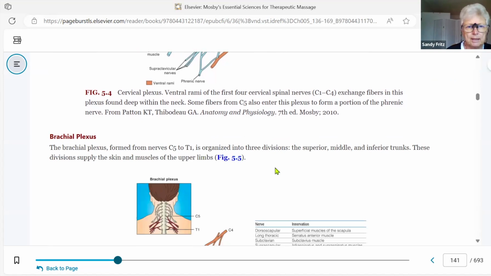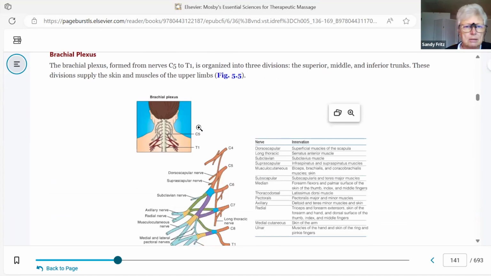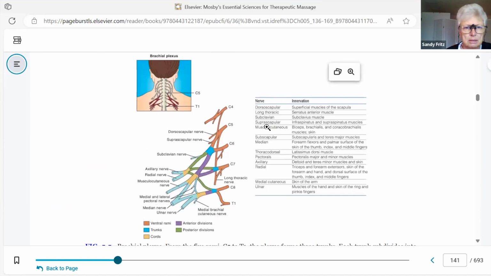With the brachial plexus, this is the one that goes down into the arm and behind the shoulder blade. When this one is crowded, where the nerves are being pinched in an impingement situation, they will usually call this thoracic outlet syndrome, sometimes thoracic inlet syndrome.